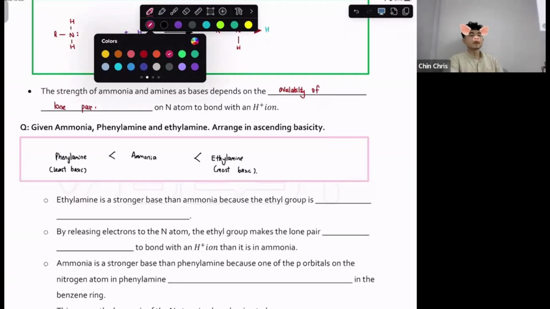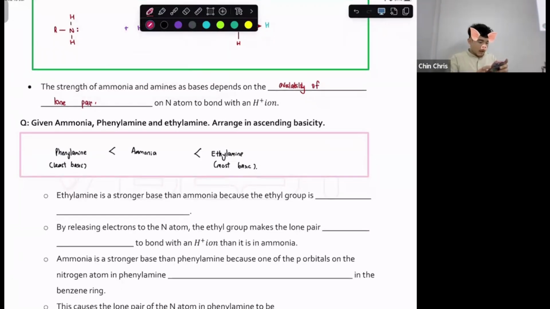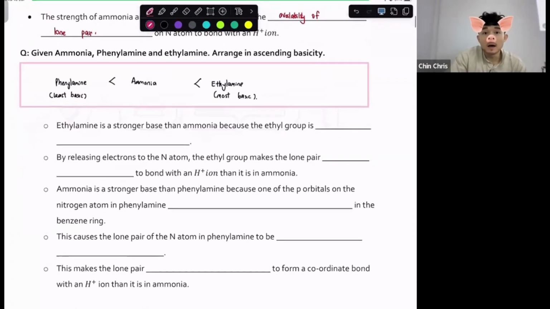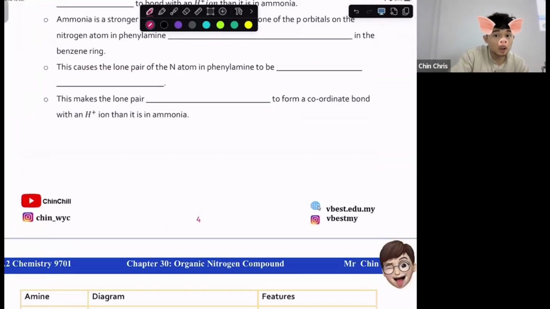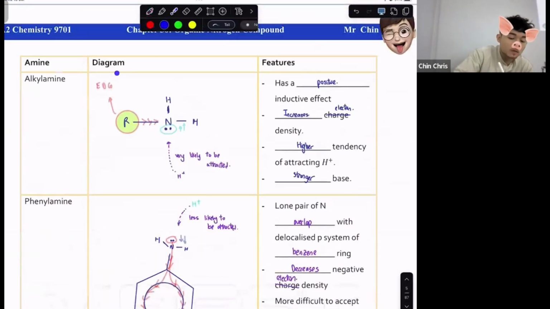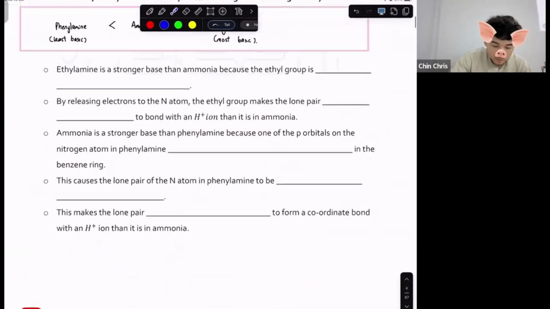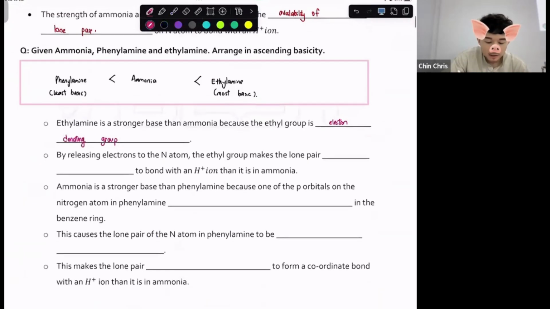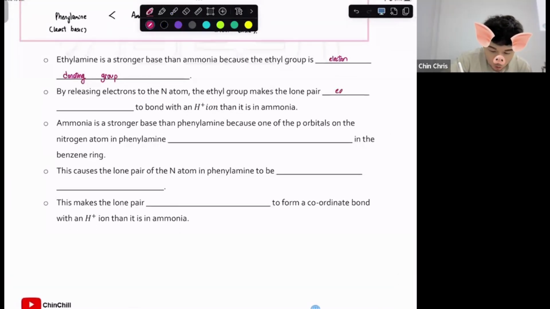Why? Alright guys, now let's continue. Ethylamine is a stronger base. Always remember, any ethyl, methyl, propyl amine is always a stronger base. Why? Presence of electron donating group pushing electrons towards your lone pair increases the electron density. So I can say that because the ethyl group is an electron donating group, by releasing electrons to the nitrogen, the ethyl group makes the lone pair easier to accept, so easier to bond with a H plus.